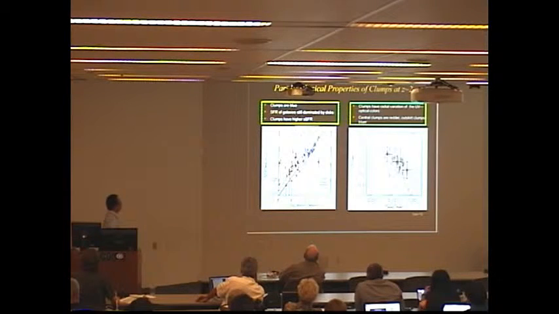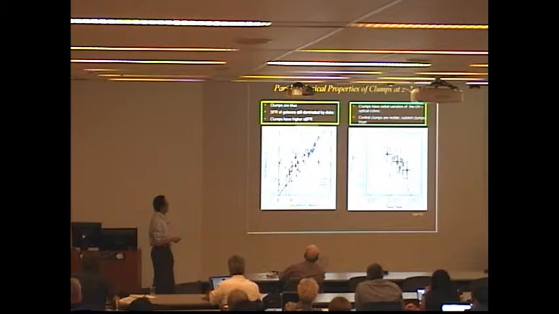But the clumps, they have higher specific star formation rate. The normalization of clumps in this plot is higher than the normalization of the disks or galaxies. So that's what we said before. Clumps, they are blue, they have higher specific star formation rate. What's interesting is here, we find the color gradient of clumps. Clumps close to the center, they are red, and the clumps in the outskirts, they are blue.